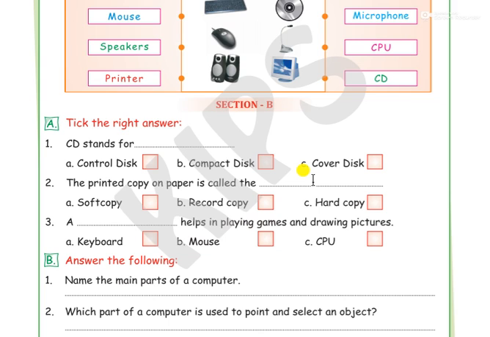Is it clear? These are only 3. CD stands for compact disc. Printed copy is called hard copy. And playing games help is done by mouse. Okay, so these are your book exercises that we have done today.